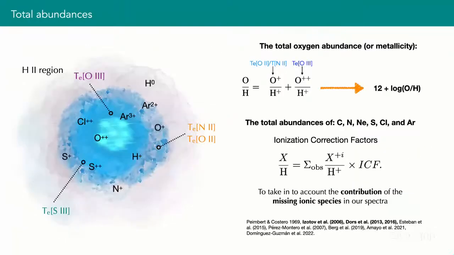So this is a very illustrative picture of the HII region. We have the cluster with these massive stars, or O stars, and then we have a distribution of different ionic abundances of the different atoms. So high ionization ions are concentrated mostly in the center, and then around the edge of the nebula, we have the low ionization ions.